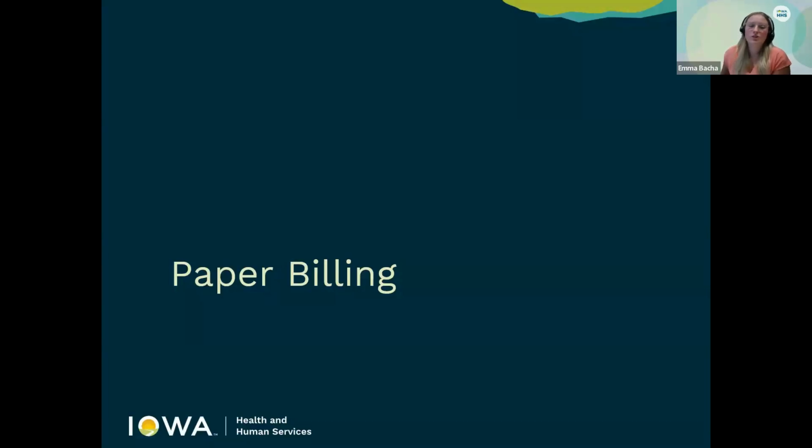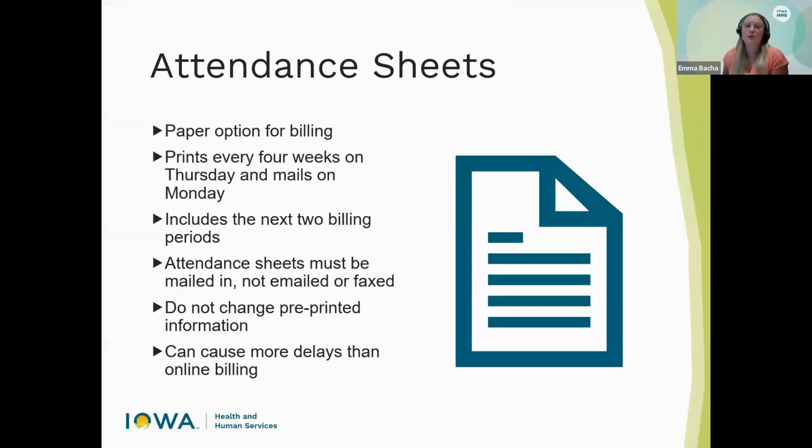So one way to do billing is paper billing. For paper billing, you're going to fill out attendance sheets. These will be printed 4 weeks in advance on Thursday, and they mail on Monday. It does include the next 2 billing periods, and they need to be mailed in. They cannot be emailed or faxed. Please do not change any information that is written on the sheet, as this can only cause delays in the billing.